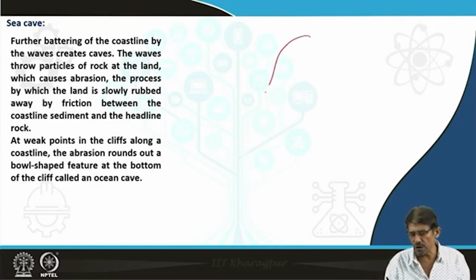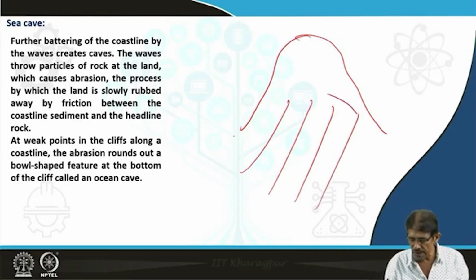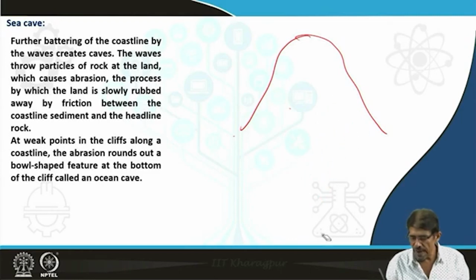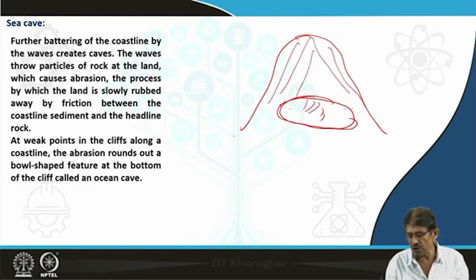Suppose this is the strata where the waves are going to continuously strike. So sometimes what happens, they are going to create some hollow type of structures inside the rocky cliffs, and such opening, tunnel-like structures we are going to recognize as sea caves.